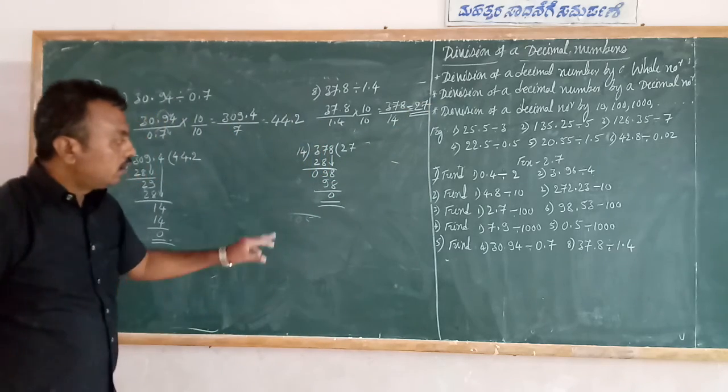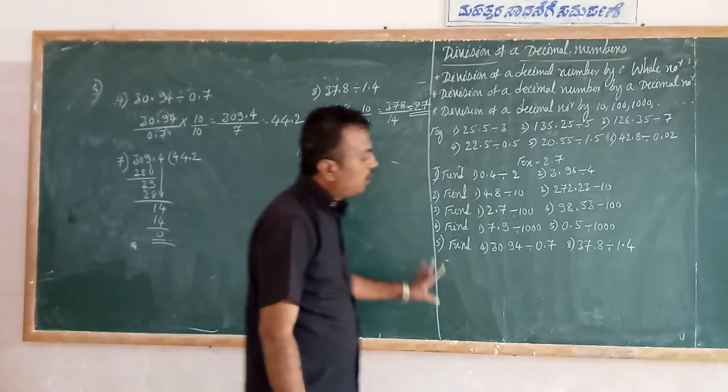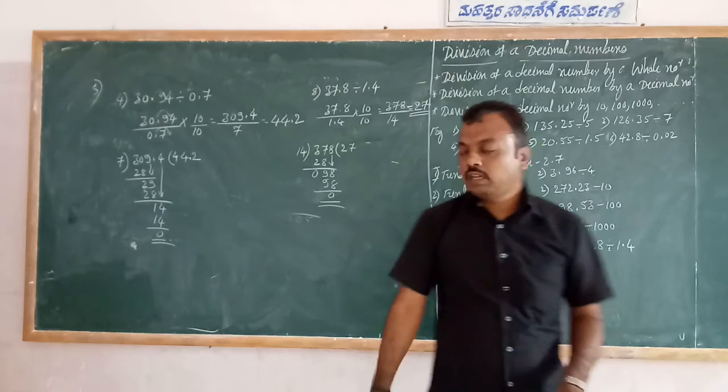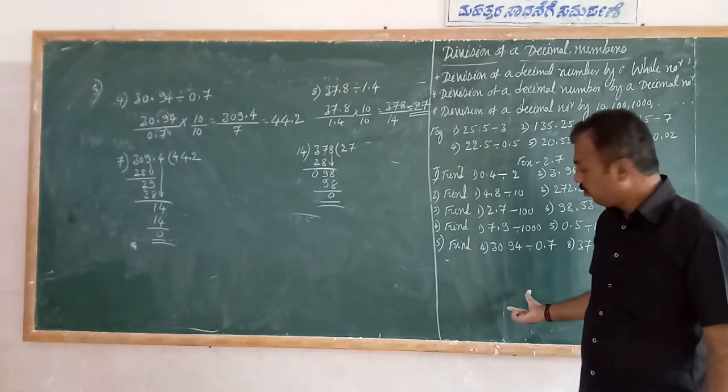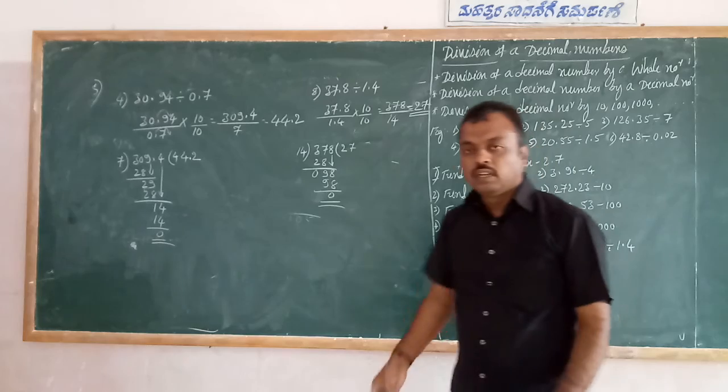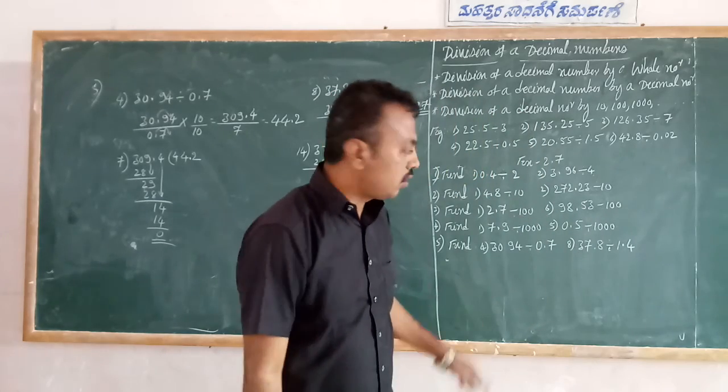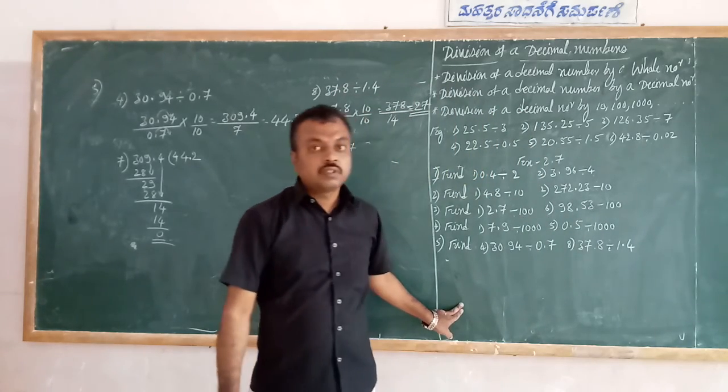So like this, the fifth main, decimal number by a decimal number. How to divide a decimal number by a decimal number? That concept is there in the fifth main. 5 or 6 questions are remaining. You have to solve them at your home. And the sixth main is also there. There are word problems. You have to solve them at your home.